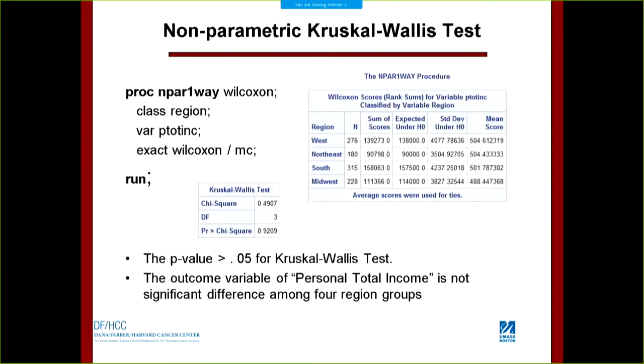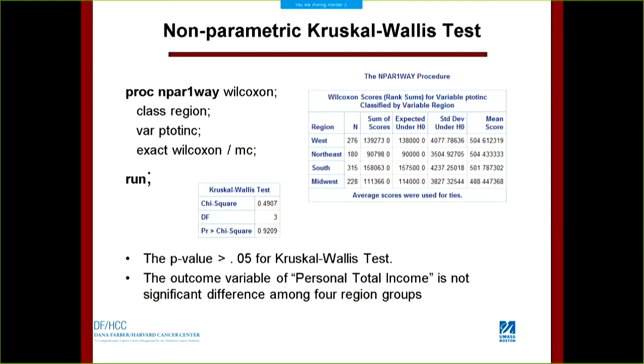So we would like to try to use the non-parametric version of the one-way ANOVA. Okay, so the non-parametric version of the one-way ANOVA, this is also Wilcoxon test here, and the test variable is still personal total income, and the class variable is region. So we use PROC NPAR1WAY, and the test variable is the personal total income, and the class variable is the region. So we run that, and I think we have the same results there.